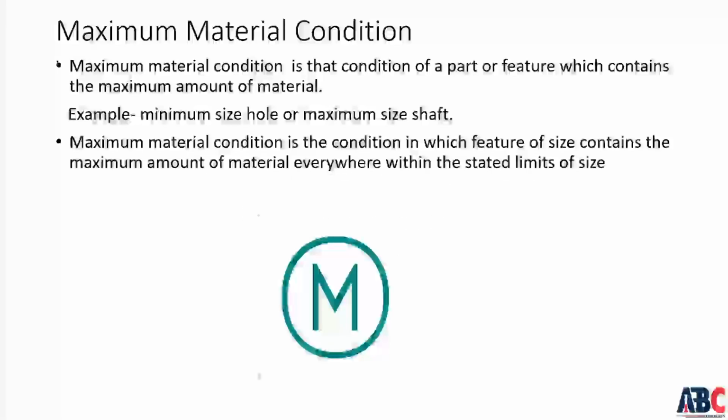Maximum Material Condition (MMC). MMC is that condition of a part or feature which contains the maximum amount of material. For example, a minimum size hole or a maximum size shaft. This is the symbol of MMC. Maximum material condition is the condition in which a feature of size contains the maximum amount of material everywhere within the stated limits of size.